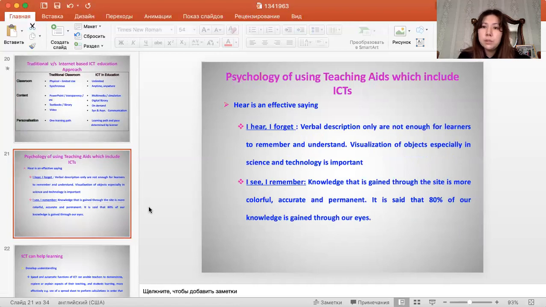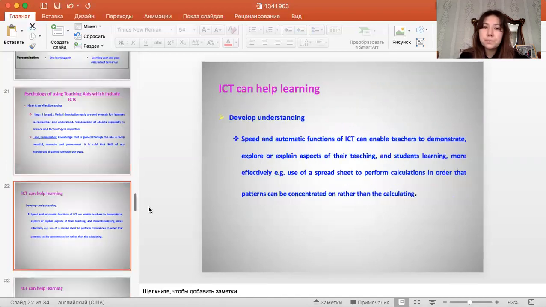Psychology of using teaching aids, which include ICTs. There's an effective saying: I hear, I forget. Verbal description only is not enough for learners to remember and understand. Visualization of objects, especially in science and technology, is important. I see, I remember. Knowledge that is gained through sight is more colorful, accurate, and permanent. It is said that 80% of our knowledge is gained through our eyes.